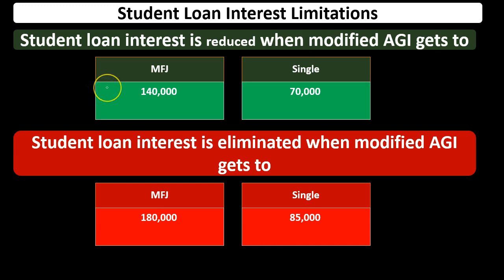So if we're up to married filing joint, from $140,000 to $180,000, it will start to phase out the deductibility of the student loan interest. And over $180,000, it would be gone altogether. And with single, from 70 up to 85, it'll phase out after $85,000. It will no longer be there.